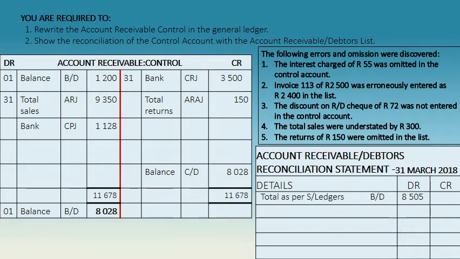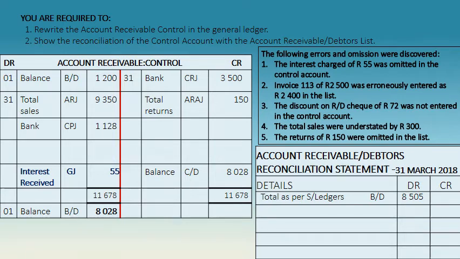After this, the errors and omissions can be brought into the books. The first entry being the interest charged of 55 rand, which was omitted in the control account. The error is in the general ledger. Therefore, in the account receivable control, we will show on the debit side the details of interest received, posted from the general journal, the amount 55 rand.